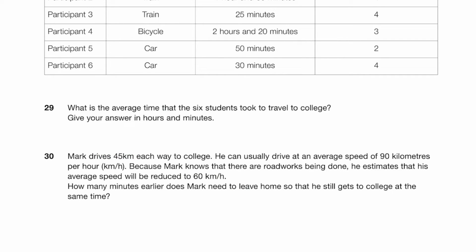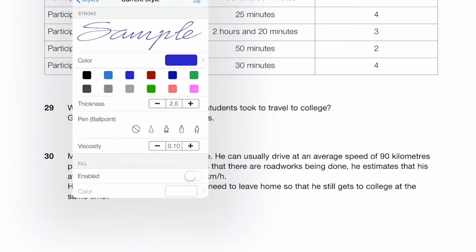So it says that Mark drives 45 kilometres each way to college. He can usually drive at an average speed of 90 kilometres per hour. Because Mark knows there are roadworks being done, he estimates that the average speed will be reduced to 60 kilometres per hour. How many minutes earlier, we're going to read this carefully, how many minutes earlier does Mark need to leave home so that he gets there at the same time? That's a little bit different.